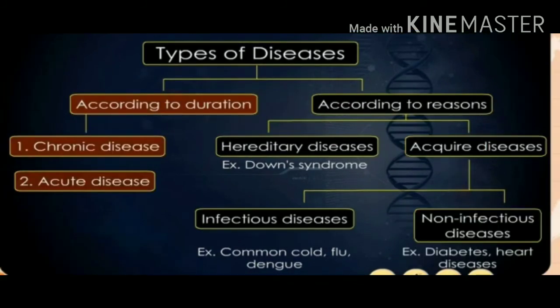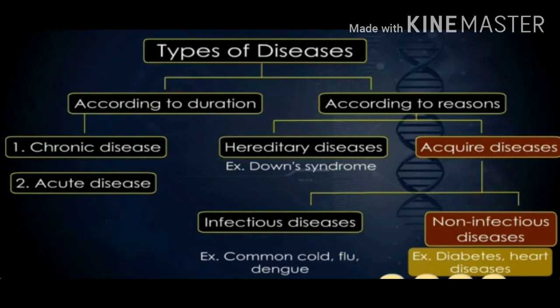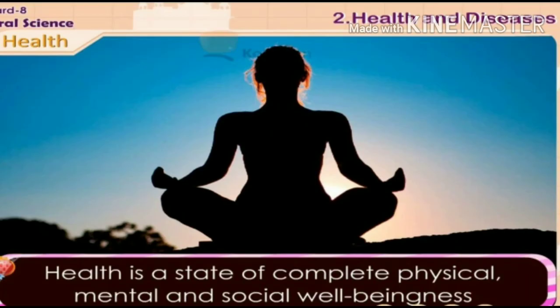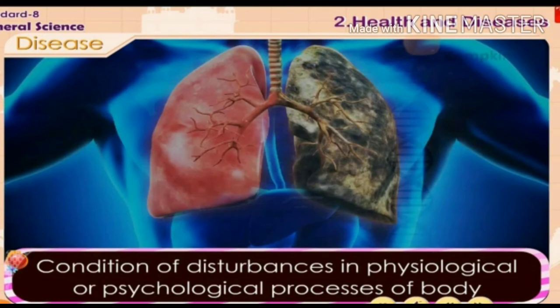When we learn about the types of diseases, we first introduce health. The definition of health is: health is a state of complete physical, mental and social well-being and not merely the absence of any disease. That is the proper definition of health. And we are going to learn about the definition of disease too. Condition of disturbance in physiological or psychological process of body is called disease.